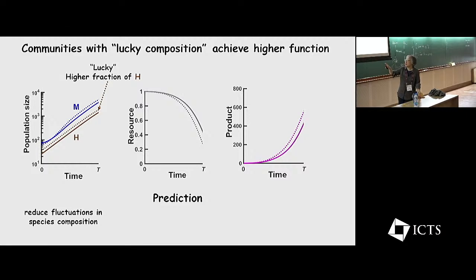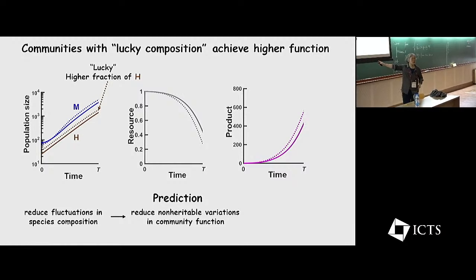So one possibility is to reduce fluctuations in this species composition. Then we will reduce non-heritable variations. So then we reduce noise, so the signal becomes stronger, right?